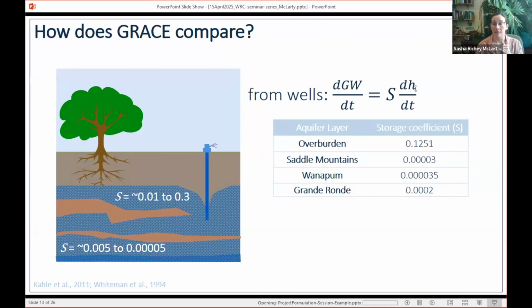That head, the depth to water in your well, is what you care about if you want to have water in your well, right? But to compare to GRACE, we have to convert those water level changes to groundwater storage changes. And we do that with this simple equation. So this is the groundwater storage change from GRACE. And then you have to multiply it by this storage coefficient.